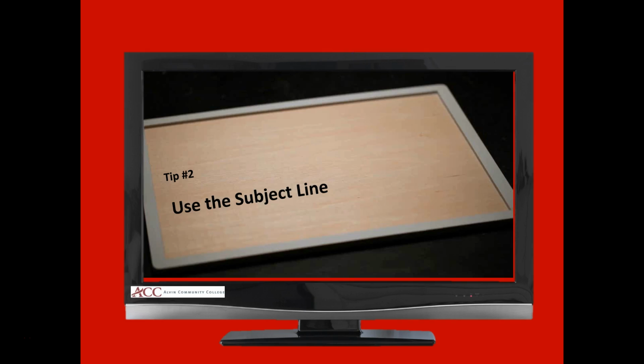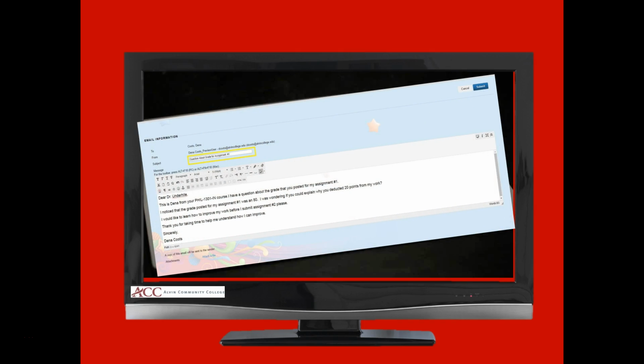Tip number two, use the subject line. This is the first thing that the instructor will read. Make sure it directly addresses the reason for your email. For example, you may need to send a question about a specific grade in your course. Rather than typing the word grades in the subject line, consider adding more detail. You might use something like question about grades for assignment number 1. This quickly informs the instructor of the purpose of the email.